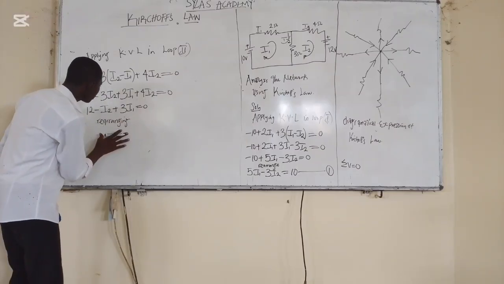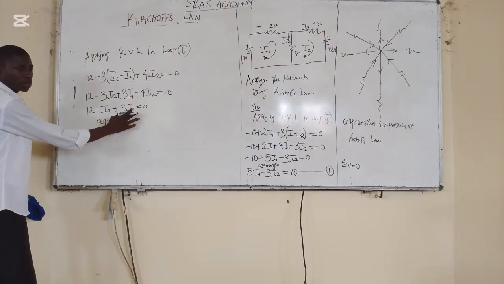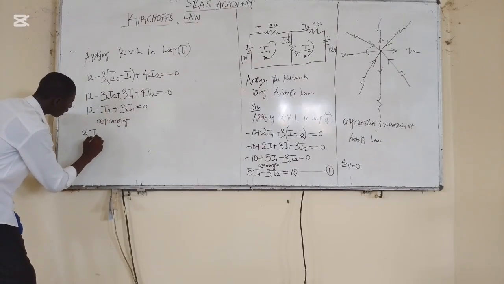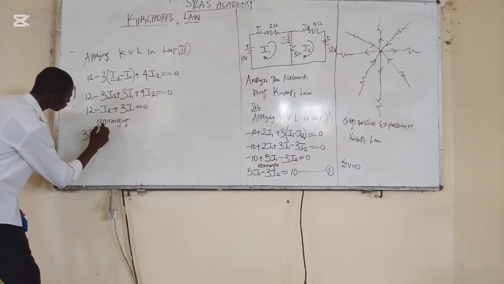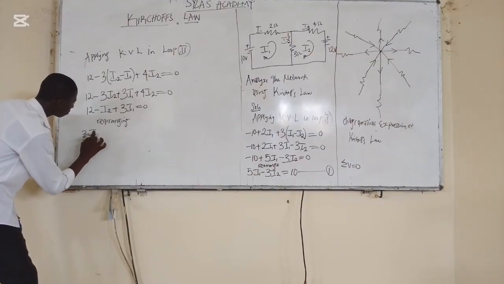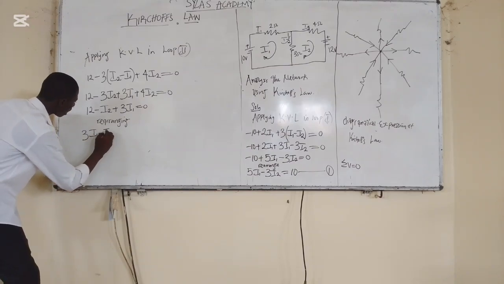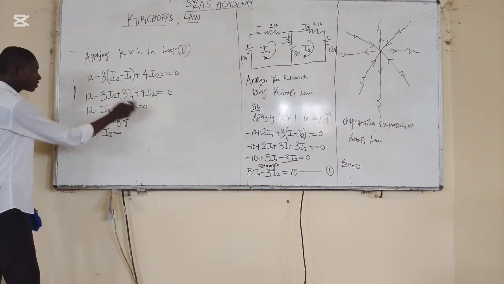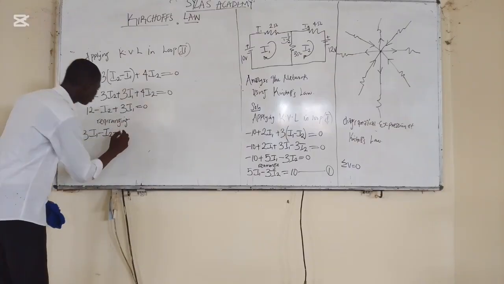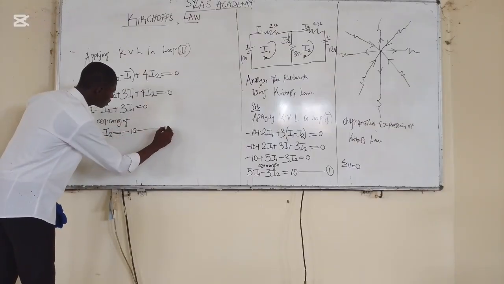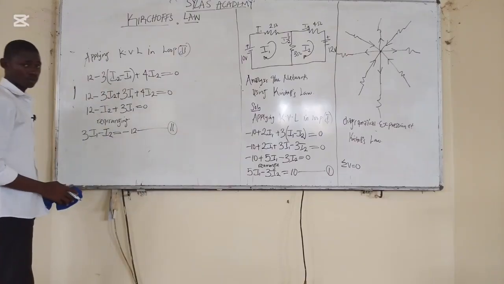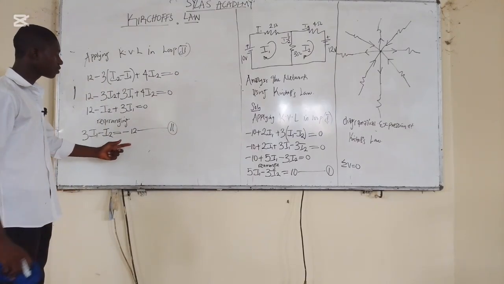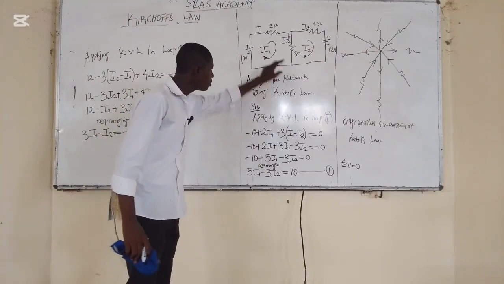Rearranging this, 3I1, 1 comes before 2. You take it by saying 3I1 minus I2 is equal to what? This 12 crosses this equal sign, changes to minus 12. This gives you equation 2. Now I'm going to solve to get the current in mesh 1 and mesh 2.